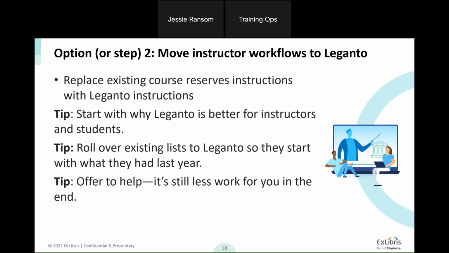So the first decision that you need to make is, where do you want to start? Do you want to do the rip the Band-Aid off approach and go all in with Leganto, or do you want to have a transition and then move to this second step? So you'll need to decide that.